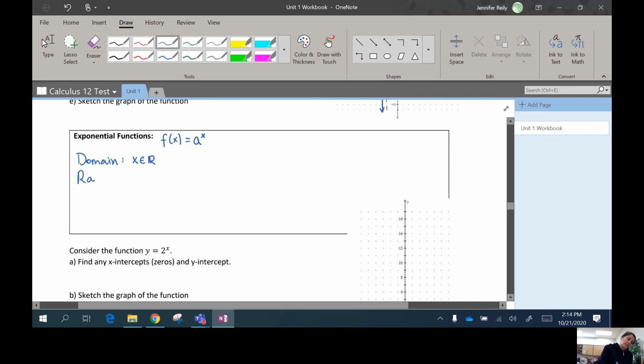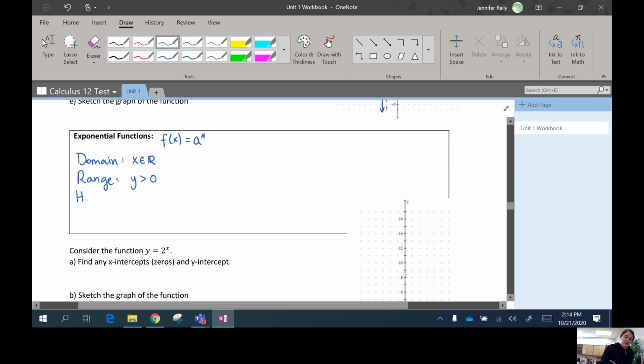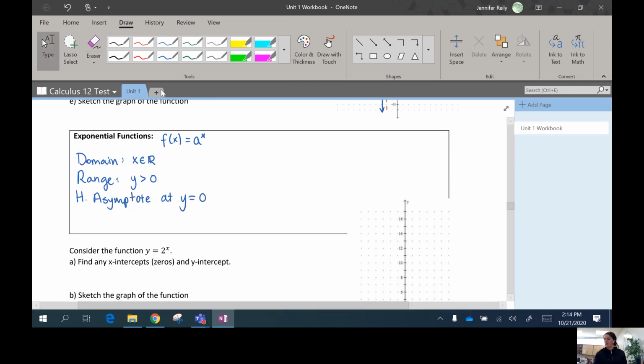And the range, unless something else is added on to it, is always going to be y is greater than, not equal to, but just greater than 0. You cannot make an exponent equal to 0. And there's always going to be a horizontal asymptote at y equals 0. Okay, so it's never going to reach y equals 0, but it will approach it.